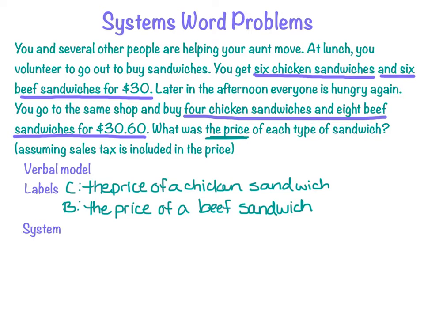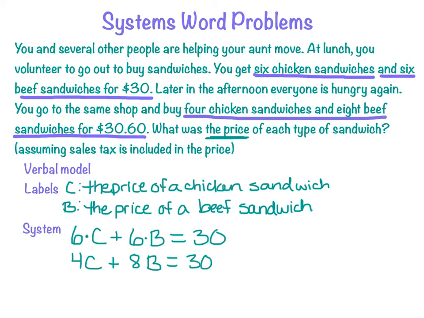So for this system, I'm going to say 6 chicken sandwiches, so 6 times the price of a chicken sandwich, plus 6 beef sandwiches, 6 times the price of a beef sandwich, is going to add up to $30. And then the second sentence, 4 chicken sandwiches, 4C plus 8 beef sandwiches, 8B equals 30.6.